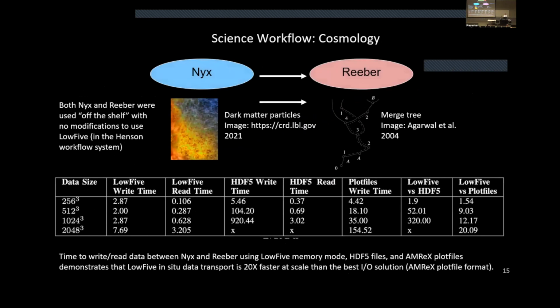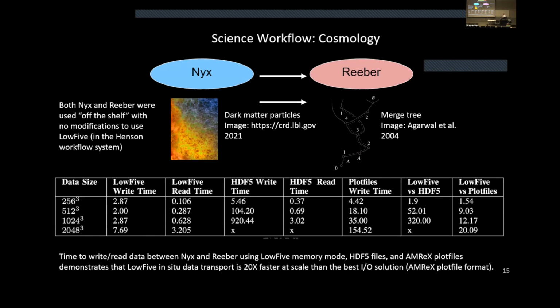Next, we tested this in an actual science application. Nyx is a cosmology code. Reeber is an analysis code that does topological analysis. It constructs merge trees to search for halos in the cosmos. And the takeaways here are in these two right-hand columns. When Nyx writes using native HDF5, then LowFive is up to 320 times faster than Nyx writing HDF5. We're using memory mode, they're using files.